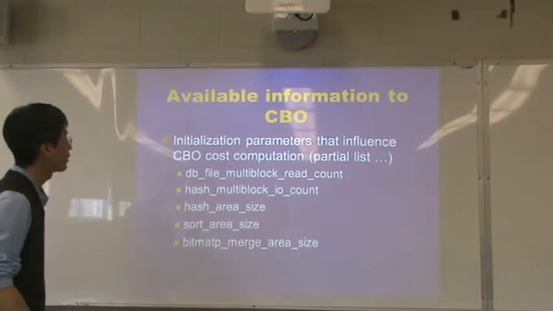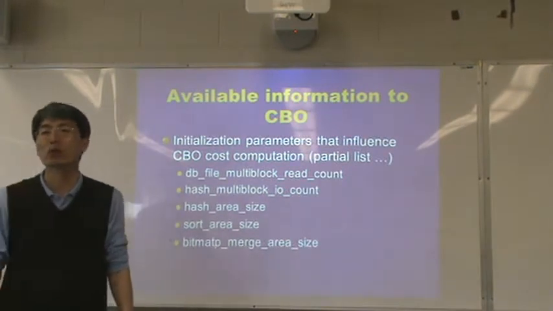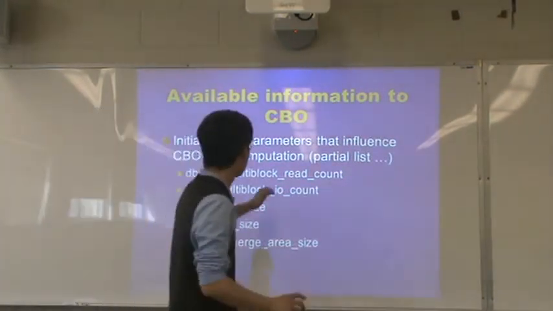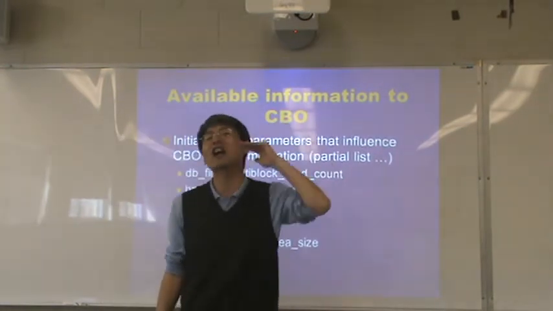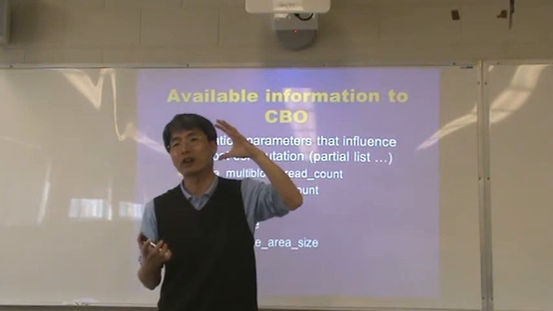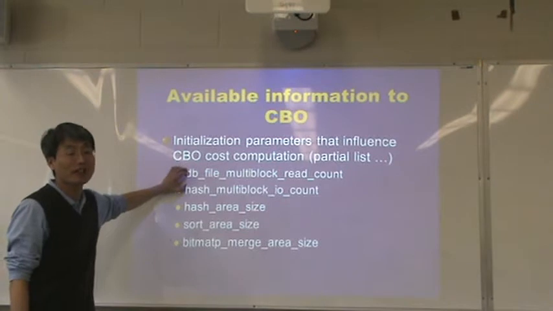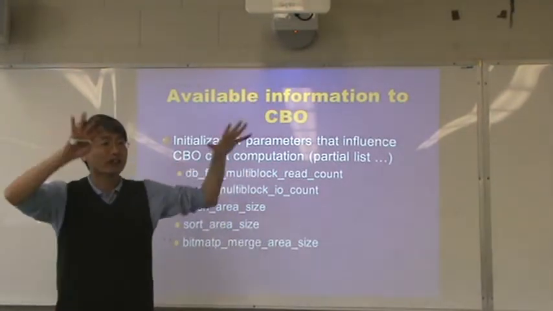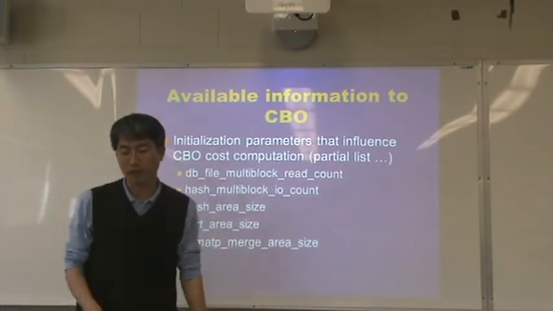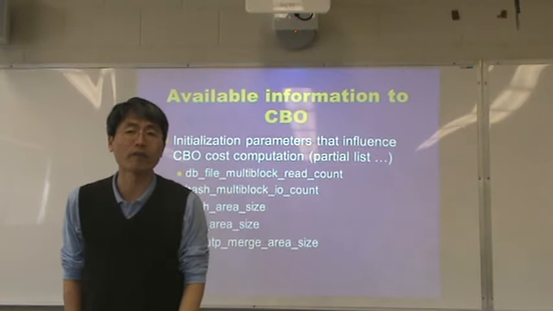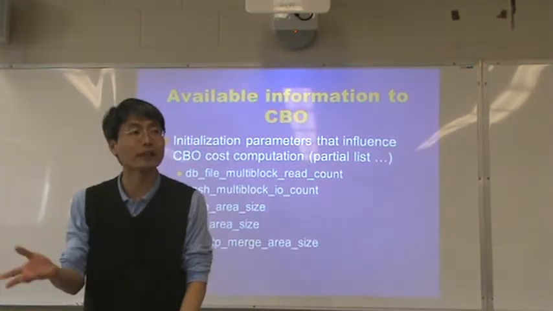Also, they provide some more cost information, not only just the I/O. Actually, they provide much more. You will see several examples of such a thing. For example, DB file multiblock read count means how many data blocks are continuously read by the Oracle engine in case of a full table scan. That's much better than scattered reads. And also in the case of hash and sort areas, there are many others. So you will also see the information about such a cost-based optimizer when you execute the query.